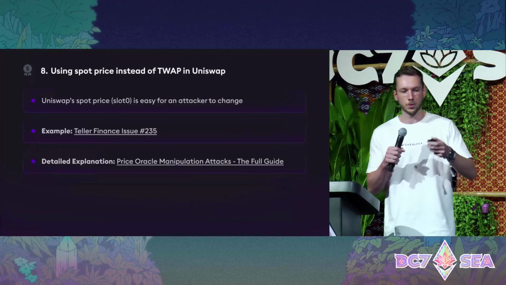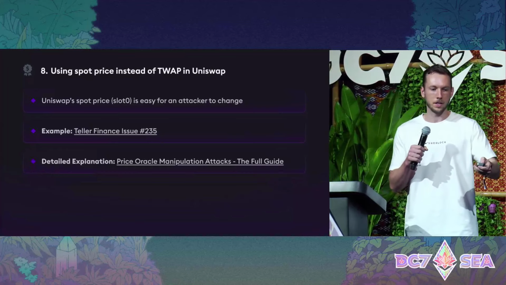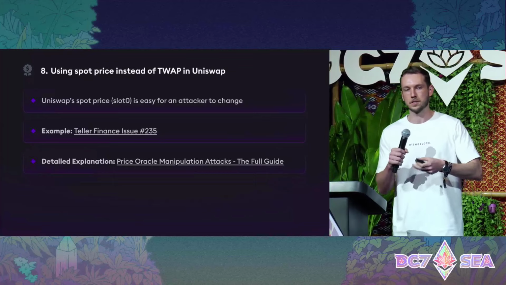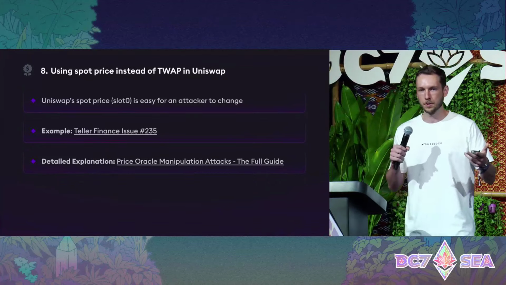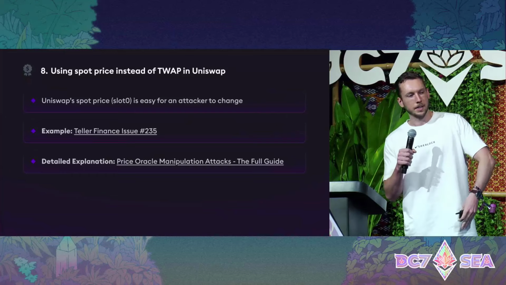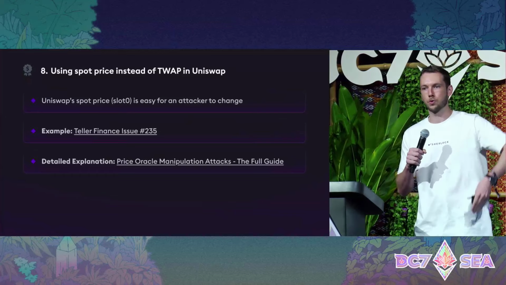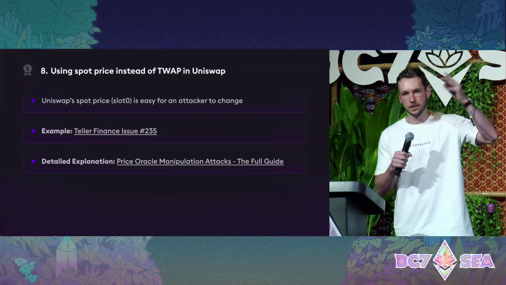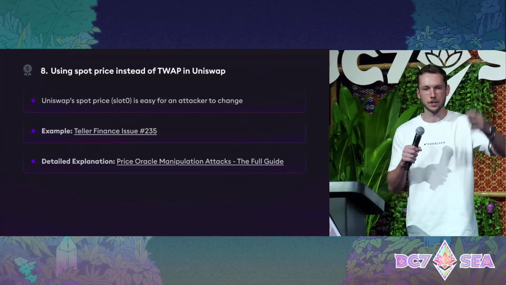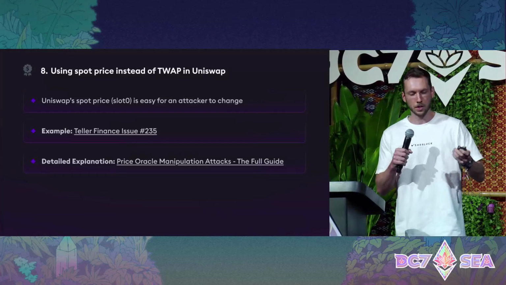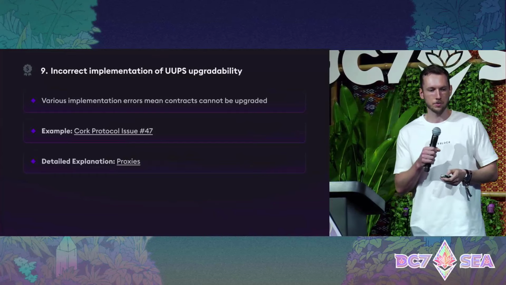Hitting the last three really quickly here, using spot price instead of TWAP in Uniswap. So this is something that I think we've all seen, price manipulation attacks where someone basically inflates the value of a certain currency in a Uniswap pool for even one block and then does some attack using a flash loan and then it goes back down. So that one is really common, less common these days, thankfully.